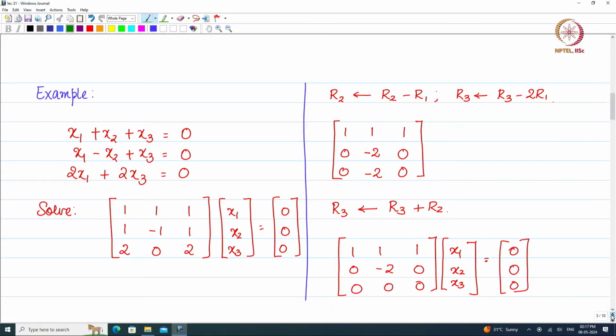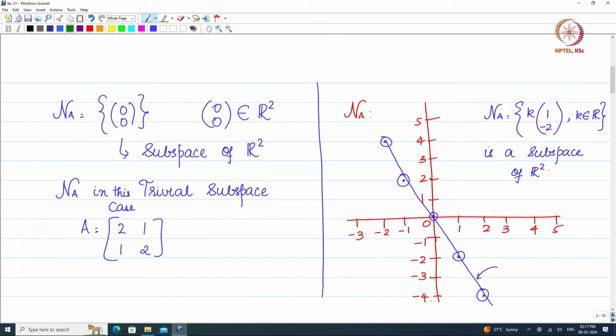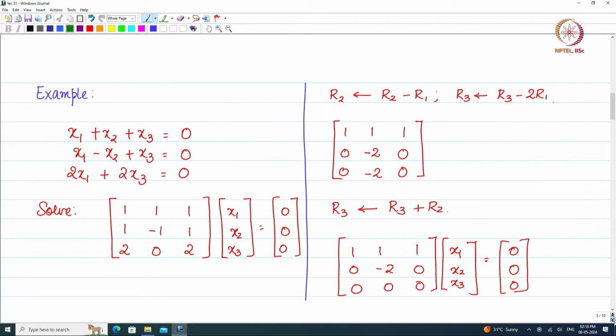Then we moved on to a second example where we looked at a system of 2 equations in 2 unknowns in 2 dimensions. The solution to that system of equations was a line passing through the origin. We already know that a line passing through the origin is a vector subspace, and we found that here also the set of solutions to the homogeneous system of equations is indeed a subspace. And we looked at very many other examples.